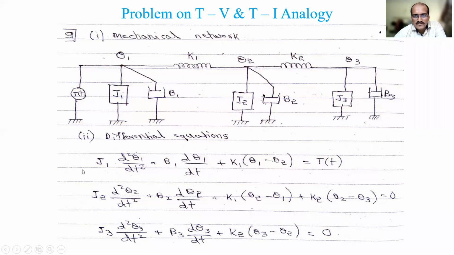So it is the differential equation model, the first model of the mechanical system. In control systems, the highest degree term is written first. Along with J1, you get d square theta 1 by dt square. Then B1 d theta 1 by dt. Then K1 into theta 1 minus theta 2 equals torque T of t. This is your equation number 1.